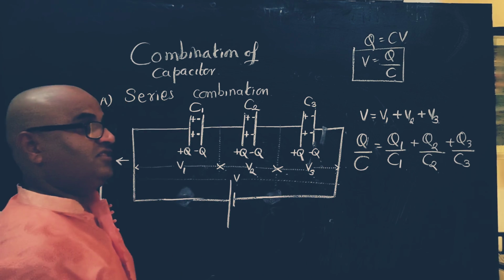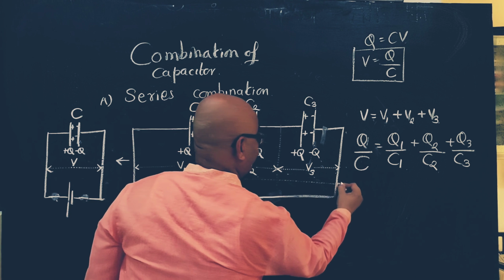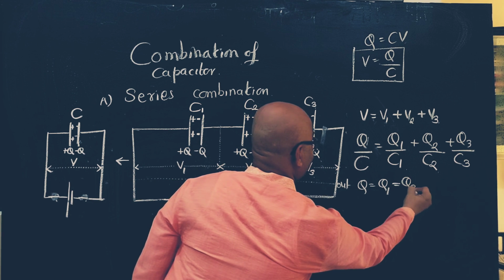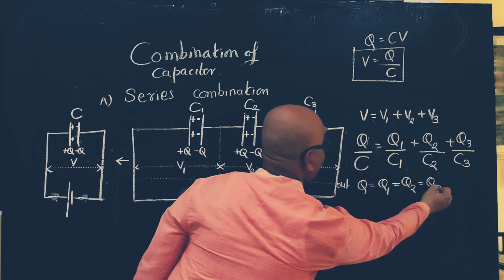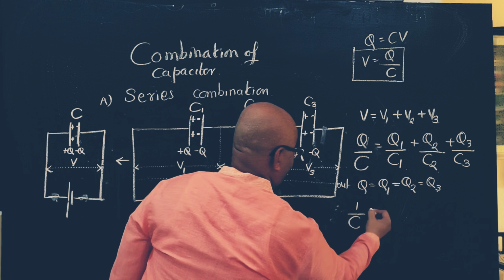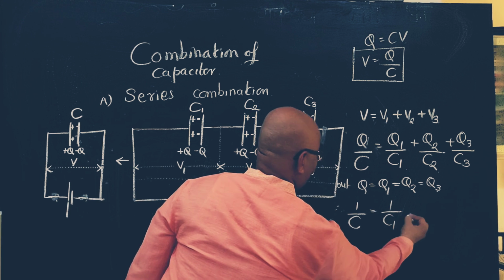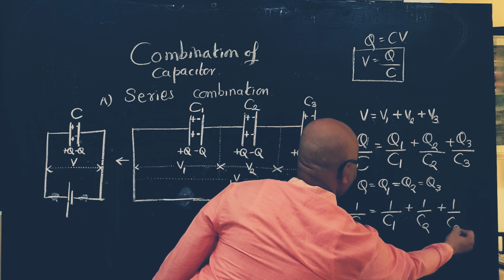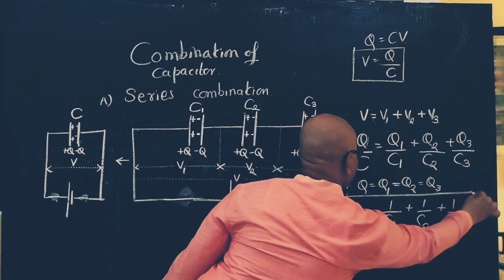Q3 upon C3. But note one thing, what? Q is equal to Q1 is equal to Q2 is equal to what? Q3, and therefore I can write what? 1 upon C is equal to 1 upon C1 plus 1 upon C2 plus 1 upon C3.